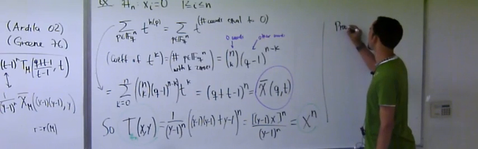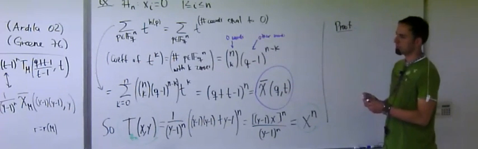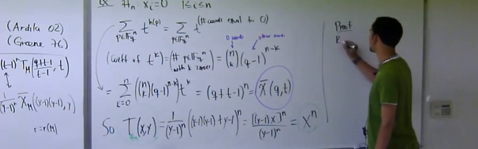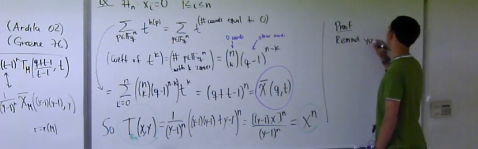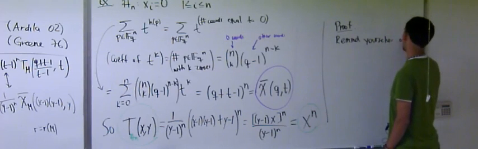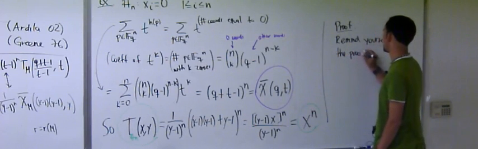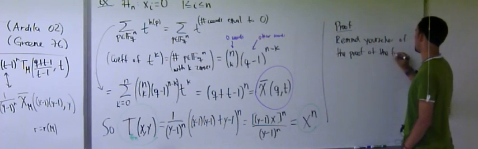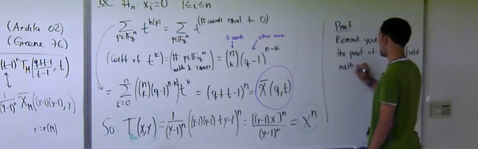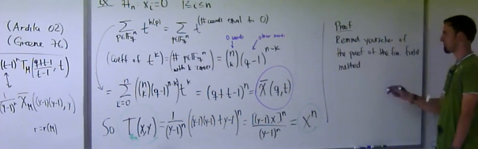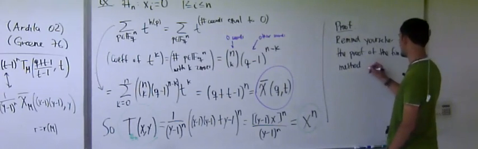Proof of this theorem: read your thesis. Just read. Remind yourself of the proof for the other finite field method. So we did the proof of the finite field method for characteristic polynomials. And then it's not too difficult to take that proof and modify it a bit so that it proves this.